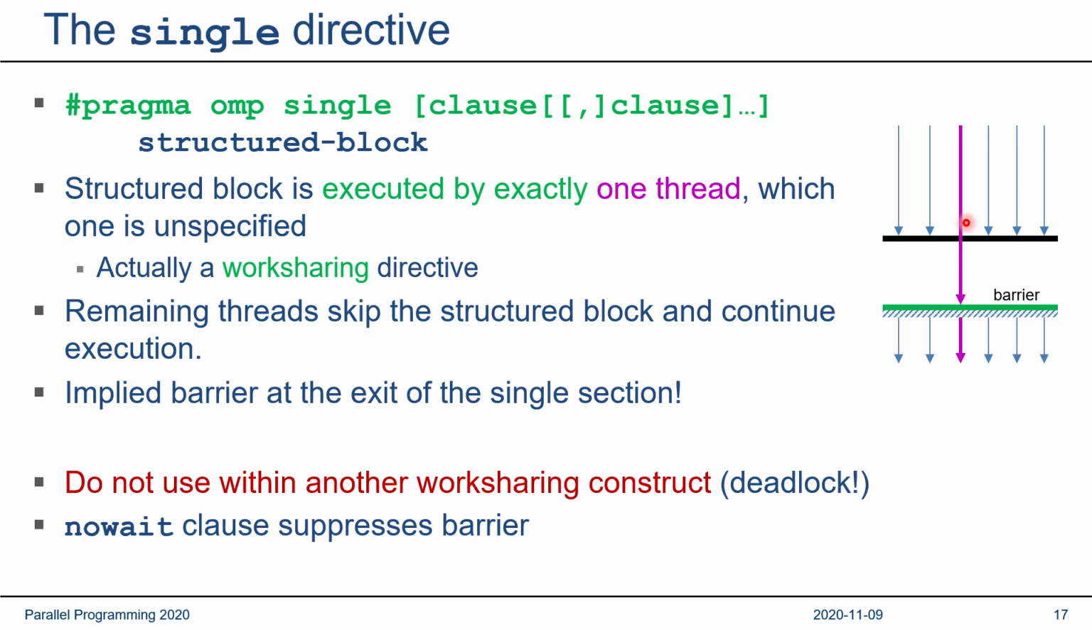Now, since this is a work sharing directive, and more importantly, it contains a barrier, you must not use it within another work sharing construct. This will carry the danger of deadlocks. Remember that the compiler will only help you so much with that. For example, if you use a single directive in a subroutine in a function and the parallel region has been opened somewhere up in the call stack, the compiler has no way of seeing that you're actually doing this. So it's your responsibility to avoid deadlocks by avoiding the nesting of barriers into work sharing regions. You can, if you want, suppress the barrier if you don't need it by specifying a no wait clause.